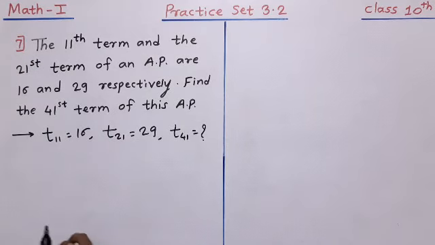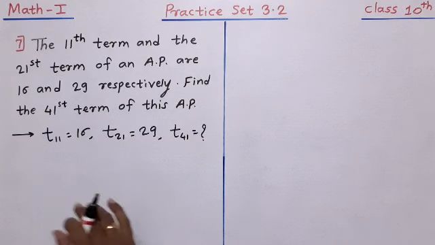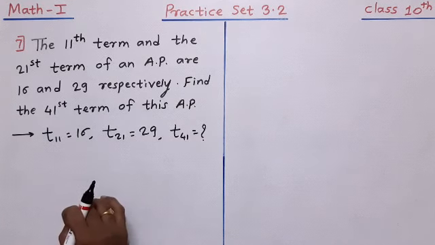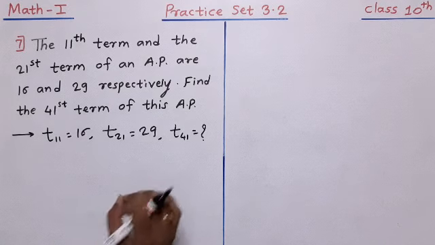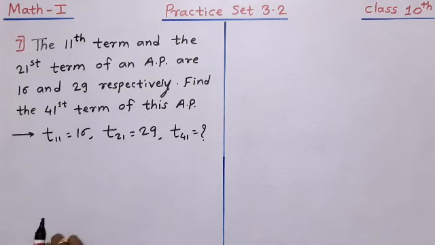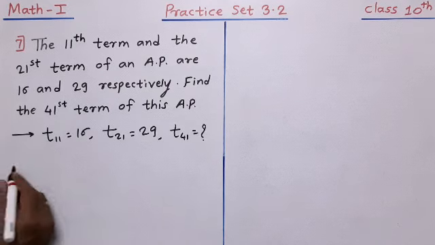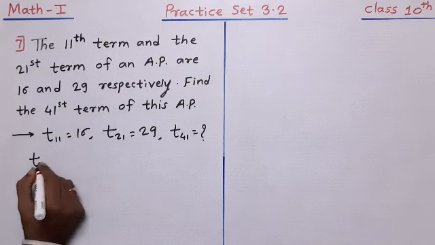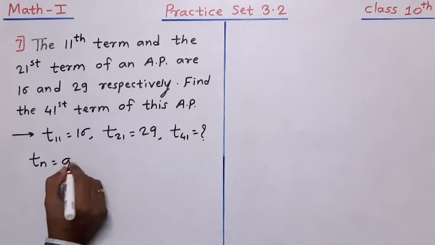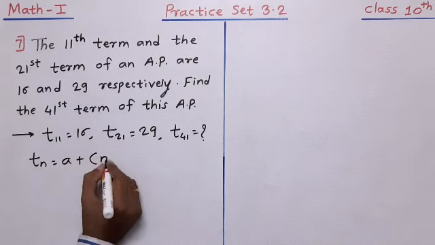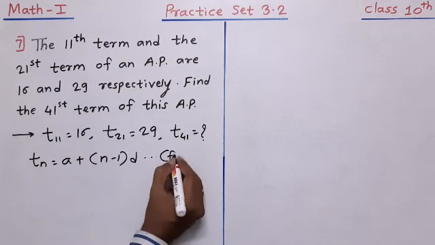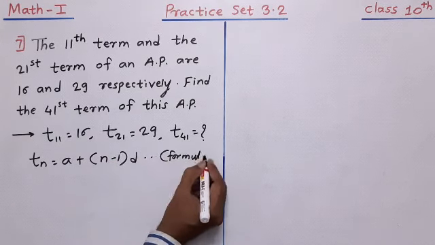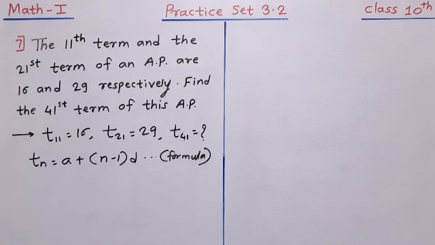Okay. Now what we are going to use here? We are going to use the formula for Tn, means nth term of an AP. That formula will help us to find out T41. First, we are going to write the formula here. Tn is equal to A plus in bracket n minus 1 into D. This is the formula. Don't forget it. You have to remember this formula.